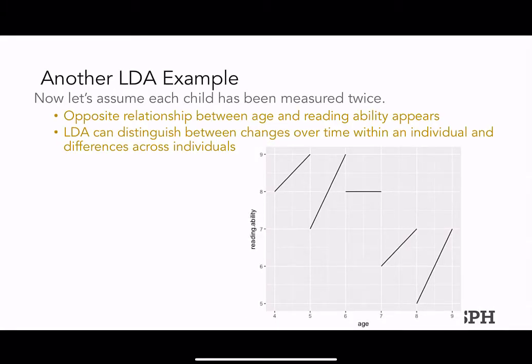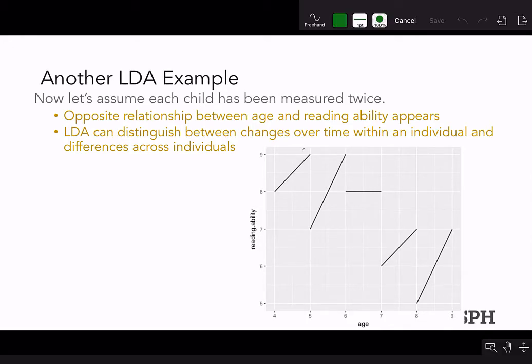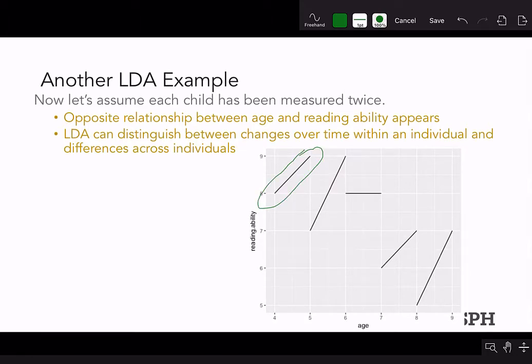However, if that had been longitudinal data, let's assume that instead of cross-sectional data, that was longitudinal data, and each child had been measured twice. And these lines now, each of these lines represent the data for one child. This is the same data that was plotted in the previous slide, but now that longitudinal structure is being taken into account in how it's plotted.